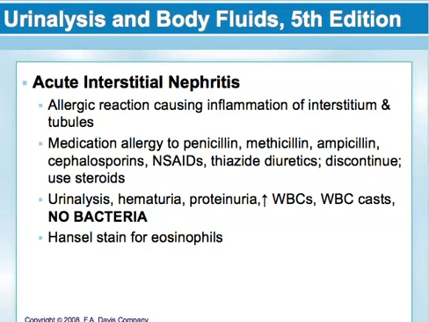Acute interstitial nephritis is an inflammation of the renal interstitium followed by inflammation of the renal tubules. It's primarily associated with an allergic reaction to medications. Most of the time, the condition can be reversed if the medication is discontinued and steroids are administered to control the inflammation. Your urinalysis results, you'll see hematuria, mild to moderate proteinuria, lots of white cells, white cell casts, but no bacteria. Increased eosinophils can be used for diagnosis, and remember you use the Hansel stain for that.